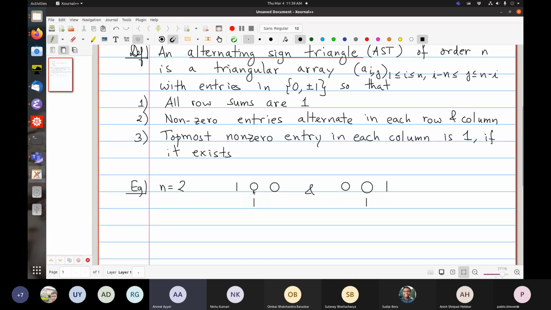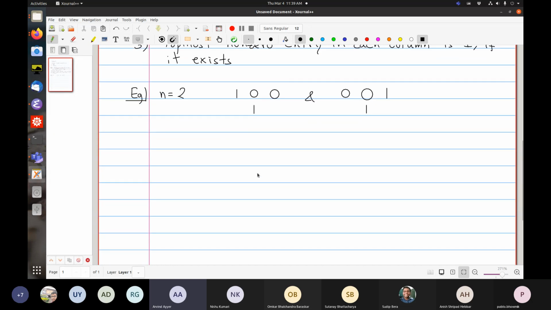So for n equals 2, these are the only possibilities, because both row sums have to be 1, so the bottom entry is forced. In this row, you have to have row sum 1, so you have to have at least one 1. That 1 cannot be here because that fails the alternating condition. So it has to be here or here. And you cannot have something like 1, minus 1, 1, because then that fails the third condition. So let's see the next case of n equals 3.